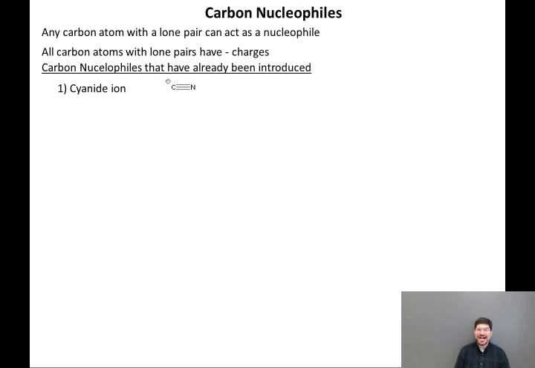This has a lone pair on both the carbon and the nitrogen, but it is the one on the carbon that is more nucleophilic. Secondly, we have the alkyne anion, C triple bond CH-. Thirdly, we have the simple enolate, so that's when you have a minus charge on a carbon that is next to a carbonyl group, and we looked at this extensively in the context of resonance structures, in which we saw how this negative charge is resonance stabilized.